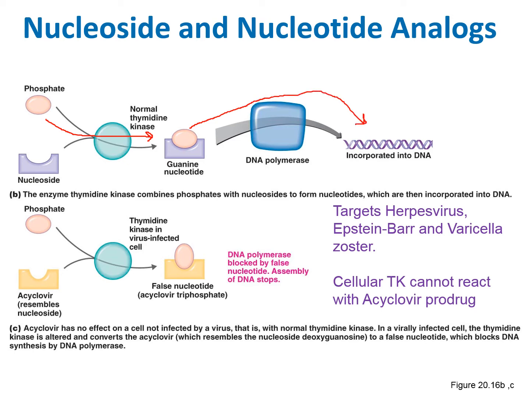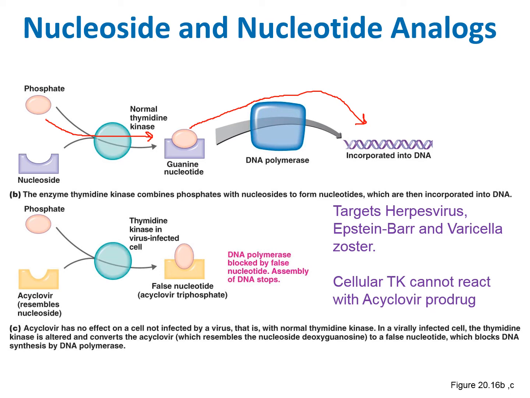So in this example, we have a nucleoside, it's a guanine nucleoside. The phosphate gets added, making a guanine nucleotide, and then that guanine nucleotide gets incorporated into DNA opposite of cytosine. And everything's fine, it's hunky-dory, everything is normal.